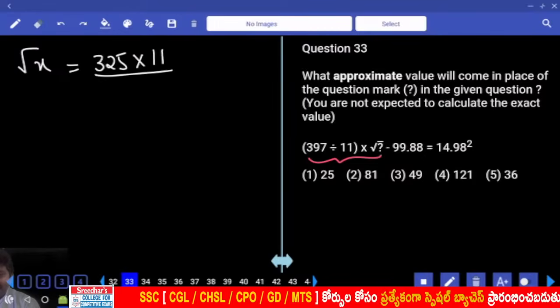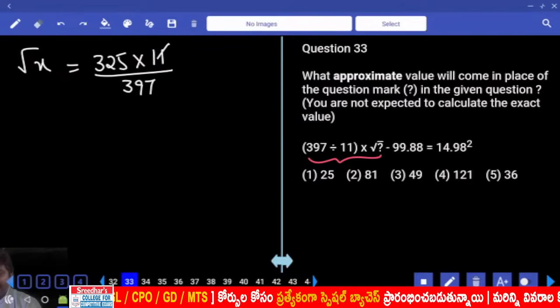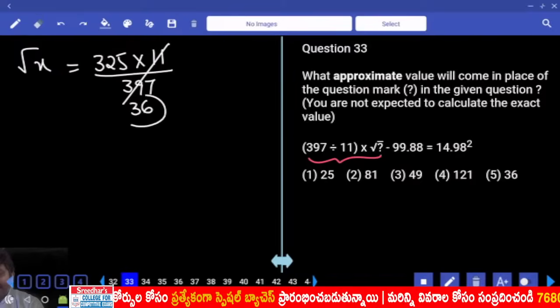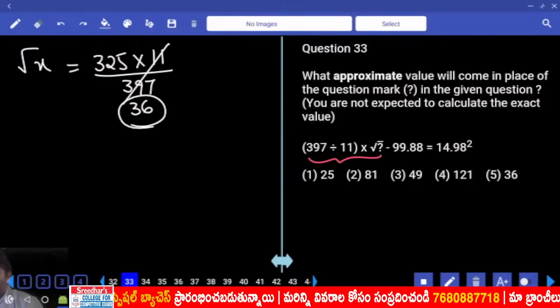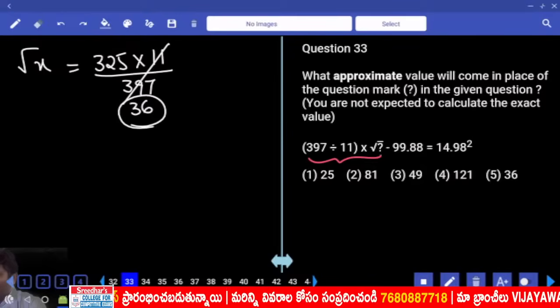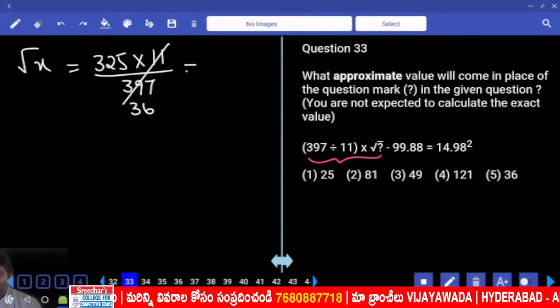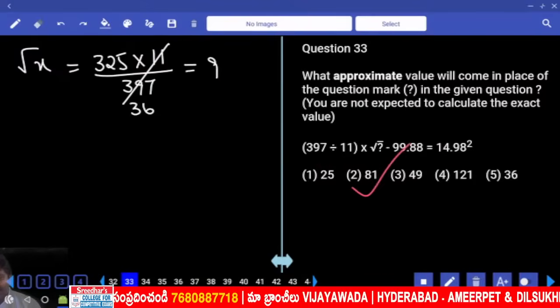Becomes 11 by 397. 11 36 times. Denominator 10 times is 360. And numerator is 35 less than 360. So 1 time less than 10 times. Answer 9. So root x is equal to 9. X is equal to 81.